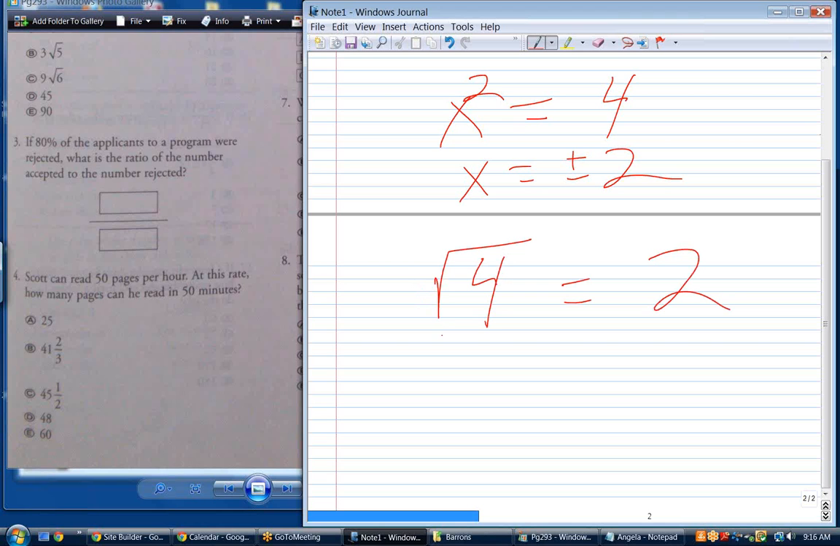Because when I write the radical sign, it assumes I mean plus, in the same way that if you write anything, it assumes a plus. These two things are different, though. In this case, I'm solving an equation by having to take the square root of both sides. And in this case, I'm writing a convention where when I write radical 4, it means the positive square root of 4.